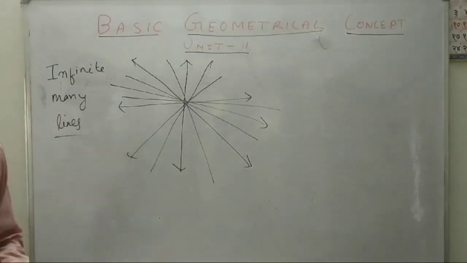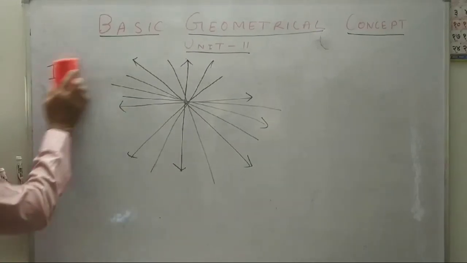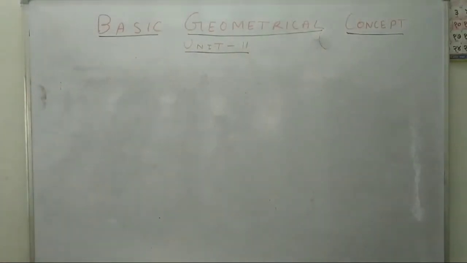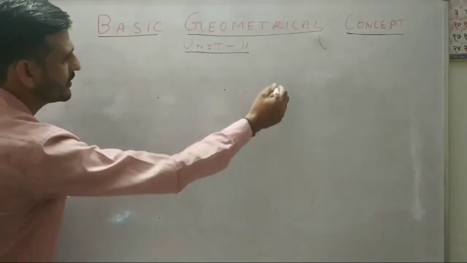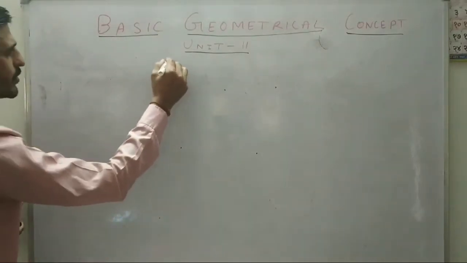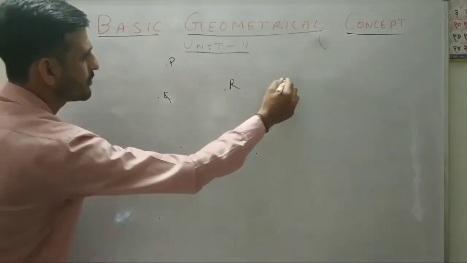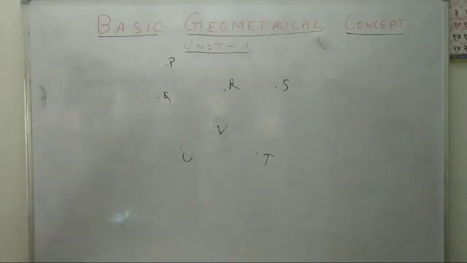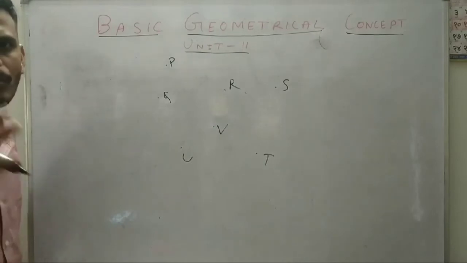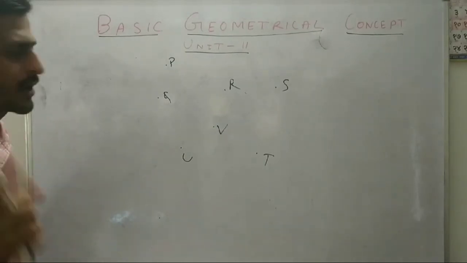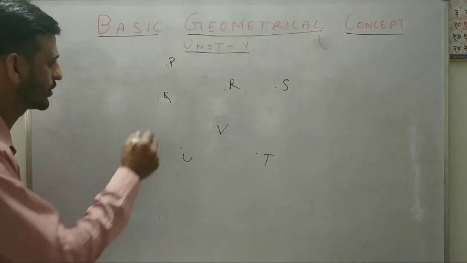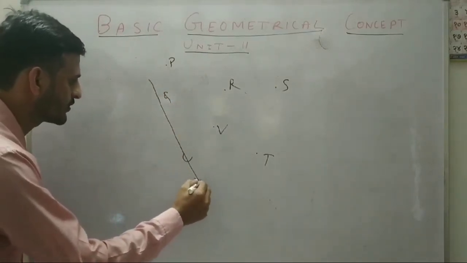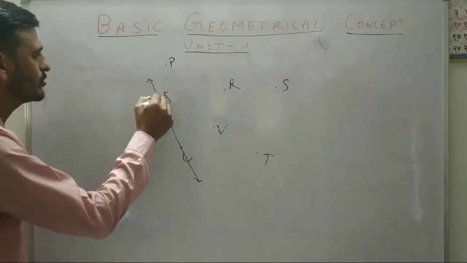So there is another property. If there are different points in this plane, suppose this is point P, point Q, point R, point S, point T, point U, point V, we can draw only one line through any 2 points. That means we can draw only a straight line through any 2 points. If you want to draw a straight line joining 2 points, it is the only straight line that we can draw through 2 points.